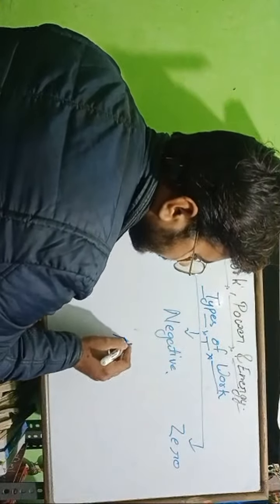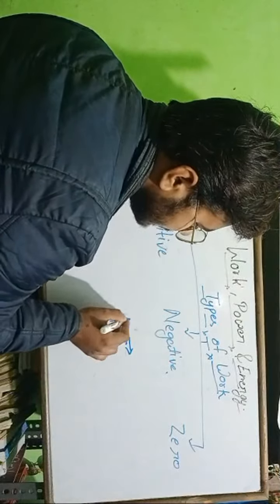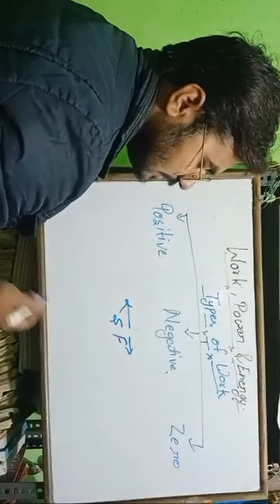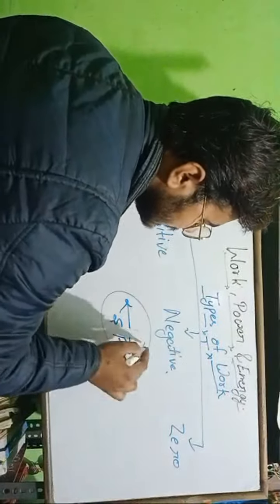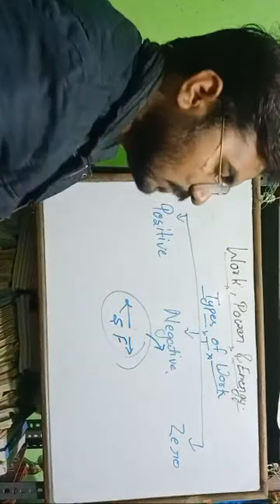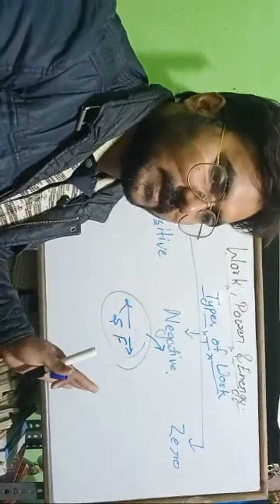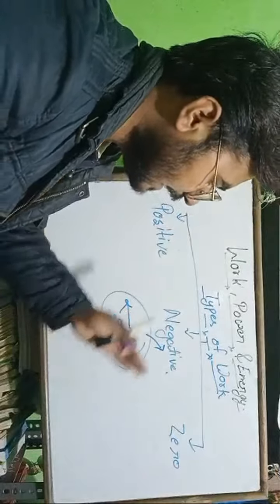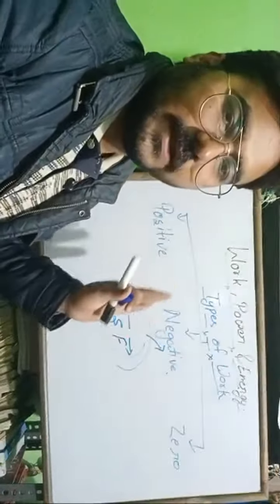Suppose that force was applied in this direction, but the displacement happened in this direction. Then what will happen? Then there is a chance that it would be negative. The work done will be negative. Work done will be there, but it will be in negative. This work done will be negative work.